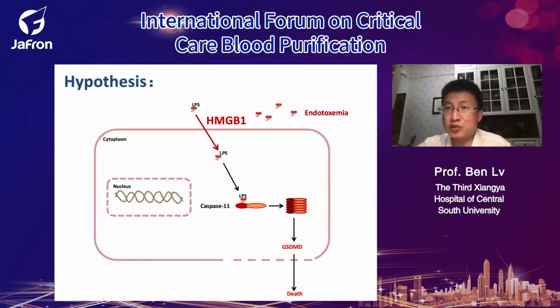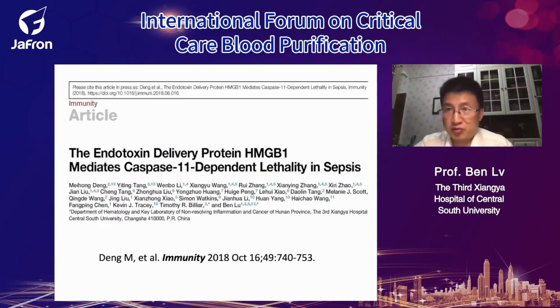And this is somehow linked to multiple organ failure. We spent about three to four years to finish this project, and our group published a paper naming this protein the endotoxin delivery protein, HMGB1. This is how we named it: by function, the endotoxin delivery protein mediates caspase 11-dependent lethality in sepsis. So this answers the question: if inflammation and cytokines don't kill patients, maybe HMGB1-driven pyroptosis, the cell death, actually causes our multiple organ failure.